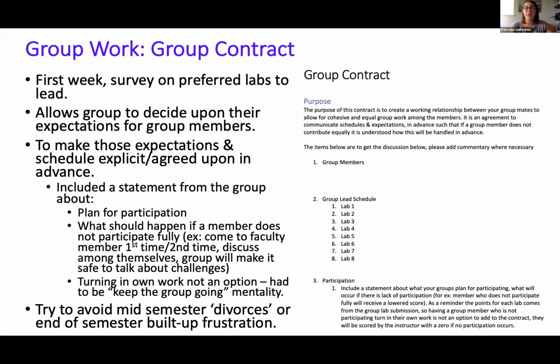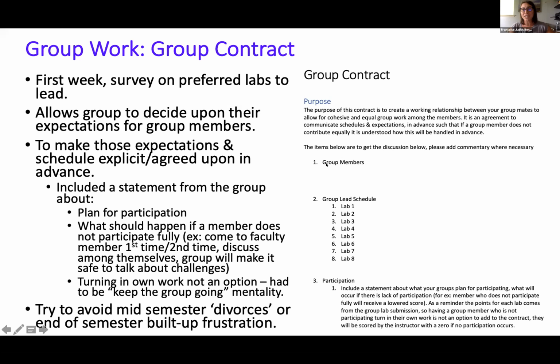what should happen if a member doesn't fully participate, and the option to turn in your own work for grade was not an option. That would be a 0 because this was a group lab, a course where we were submitting group lab write-ups. They kind of had to have a keep-the-group-going mentality in their group contract. And ultimately, this was to try to avoid any mid-semester divorces or end of semester built up frustration.